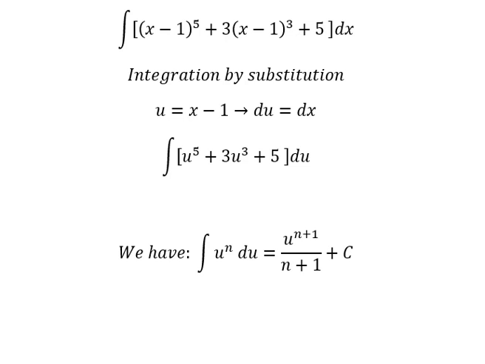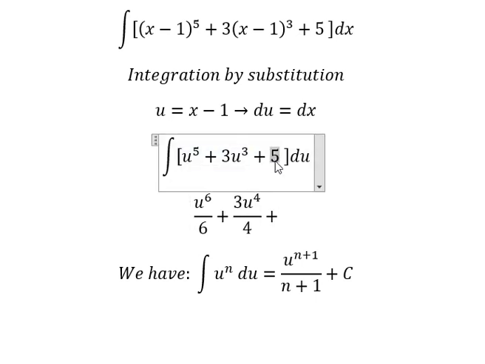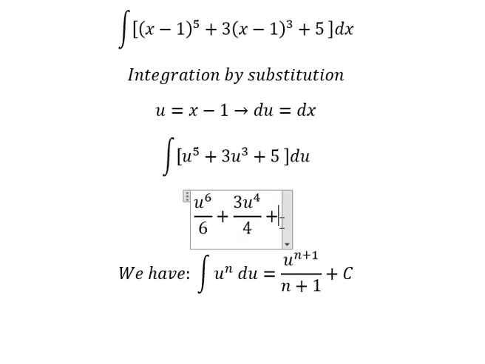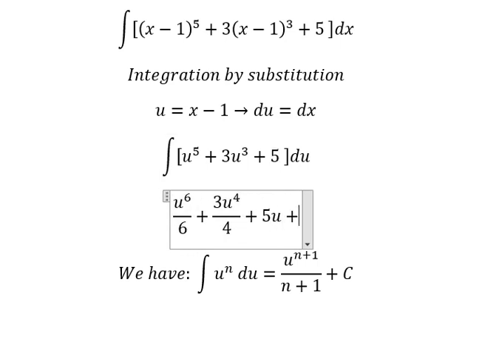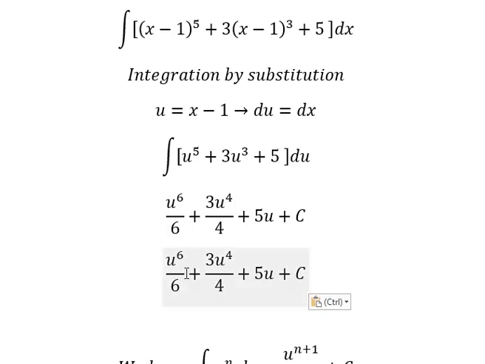So we have u to the power of 6 over 6, u to the power of 4 over 4. This one is the constant, so we have 5u and we put c. Then u is x minus 1.